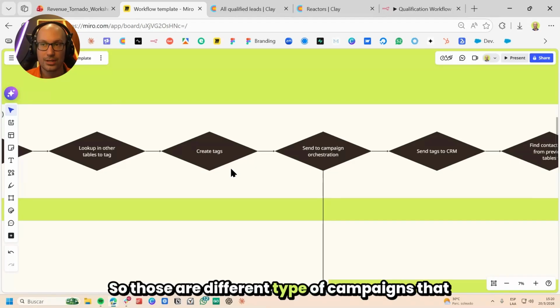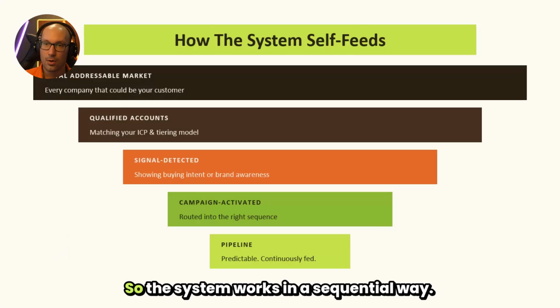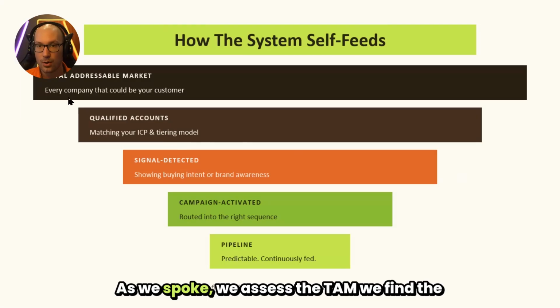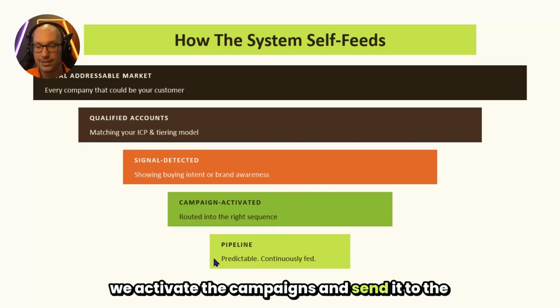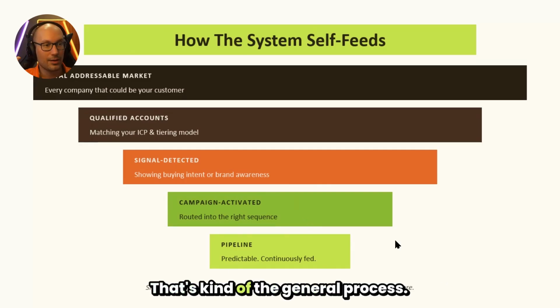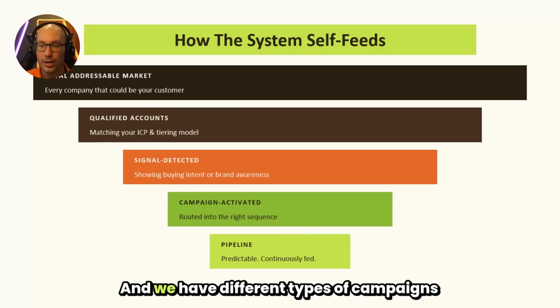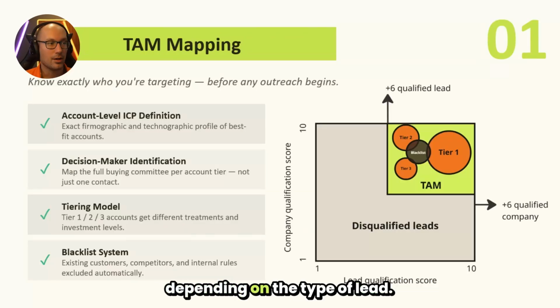So those are different types of campaigns that we are tracking. The system works in a sequential way. As we spoke, we assess the TAM, we find the qualified leads, detect the signals, and then we activate the campaigns and send it to the pipeline. That's the general process, and we have different types of campaigns depending on the type of lead.